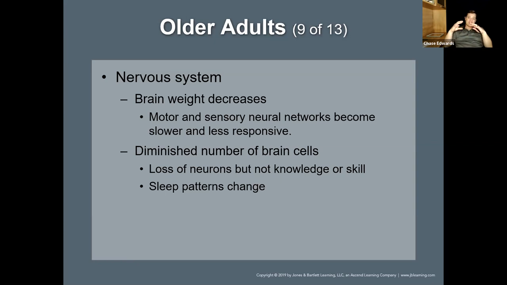The interconnections in the brain cells continue as people age, and this provides redundancy with the brain. You also have a loss of neurons, but not a loss of knowledge or skill. So you forget a lot of things.